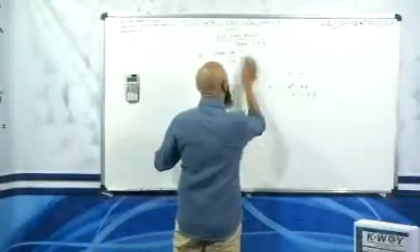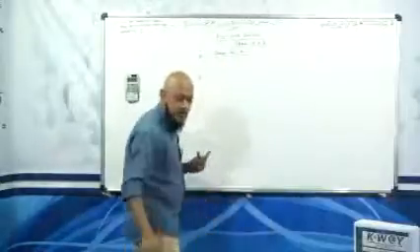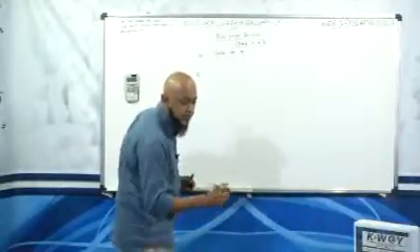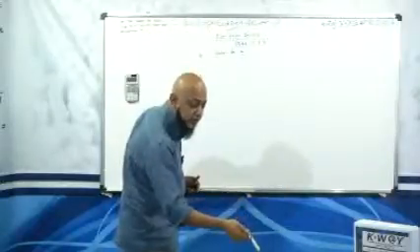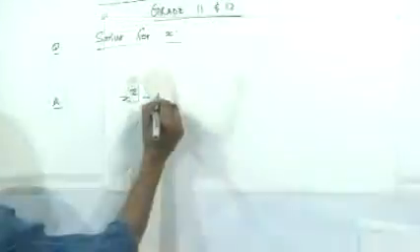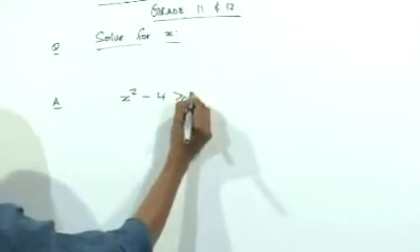Okay, let's get started. Right, the question says x squared minus 4 greater than or equal to 5. This was the Department of Education paper. x squared minus 4 greater than or equal to 5.